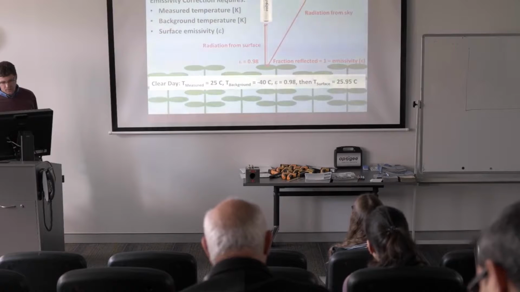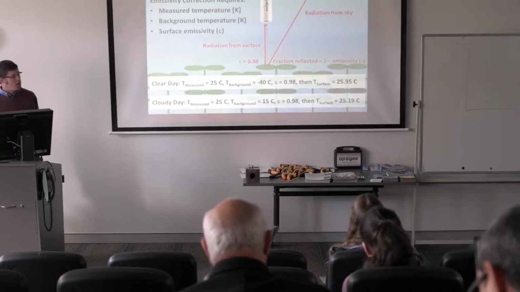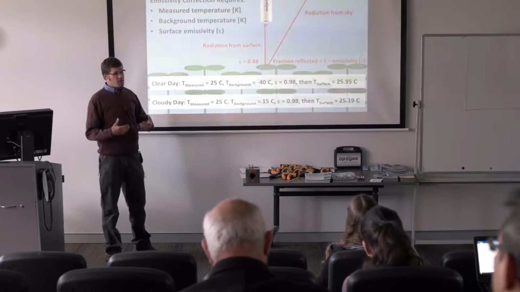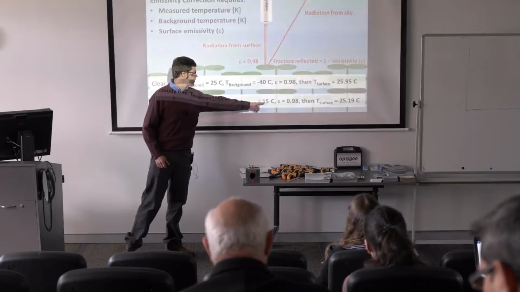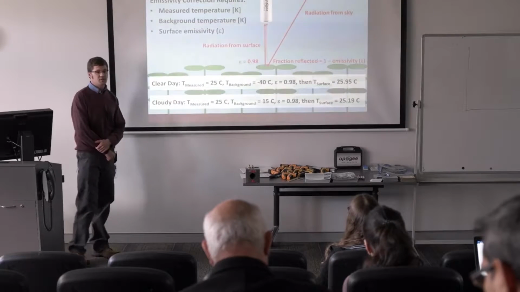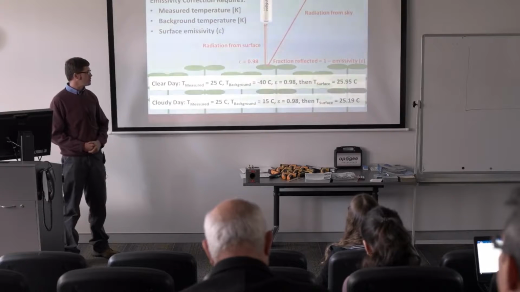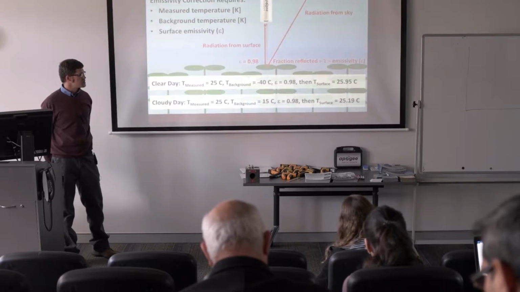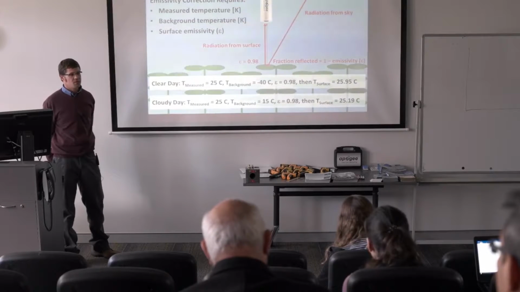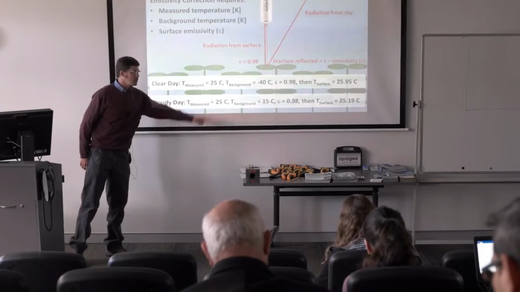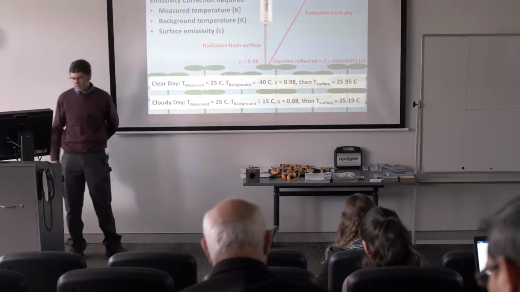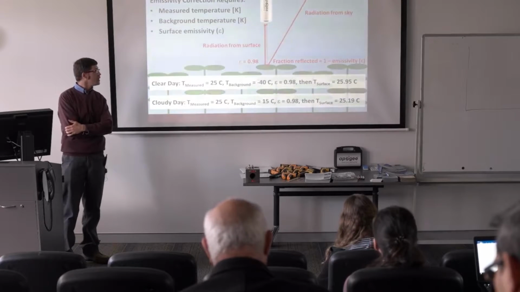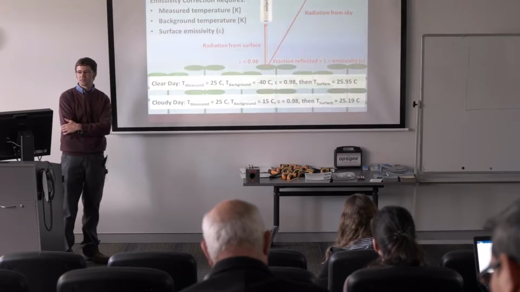Just to give you another example, on a cloudy day, we'll assume, again, a measured temperature of 25 Celsius, but on a cloudy day, the sky temperature isn't nearly as cold as it is on a clear day. 15 Celsius is a much better estimate of background temperature on a cloudy day. Again, assuming a plant canopy emissivity of 0.98, now the true surface temperature is only about 0.2 Celsius above what our sensor gave us. So the emissivity effect will vary with the sky conditions. Clear, the sky is cold. Cloudy, the sky is warm.